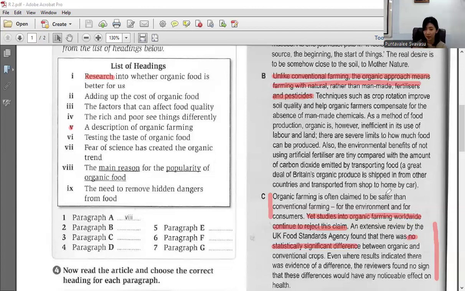So you will see that when you choose the correct topic sentence, you can link to the answer. For example, for paragraph B, "description" to "means", and then "studies" to "research" mean the same thing. So if you choose the correct sentence, it will be easier when you choose headings. Okay, so this is for paragraph B and paragraph C. Let's move on to the next paragraph.